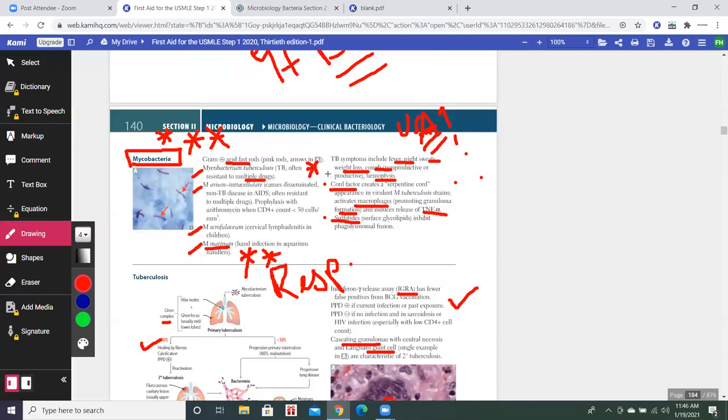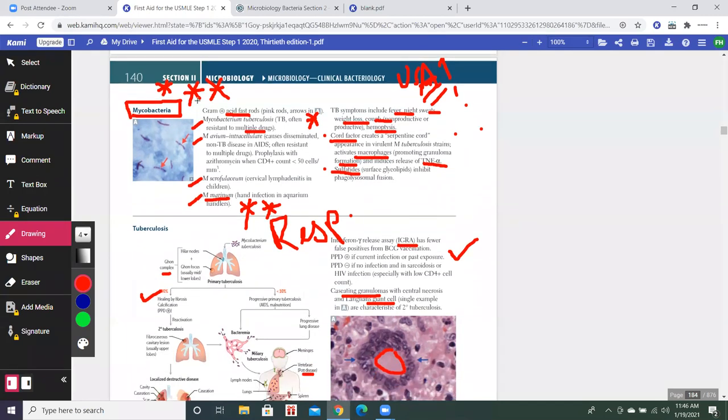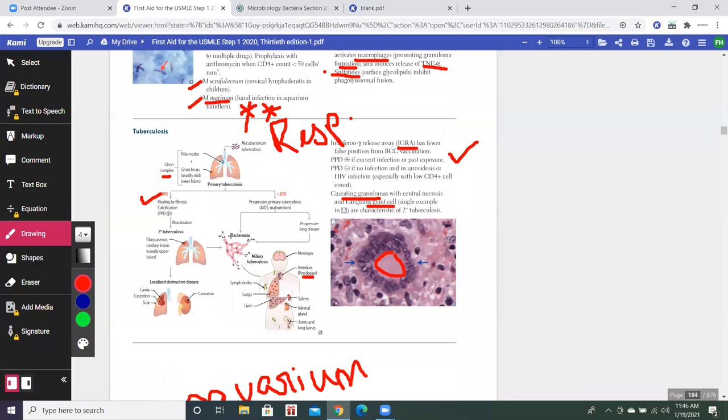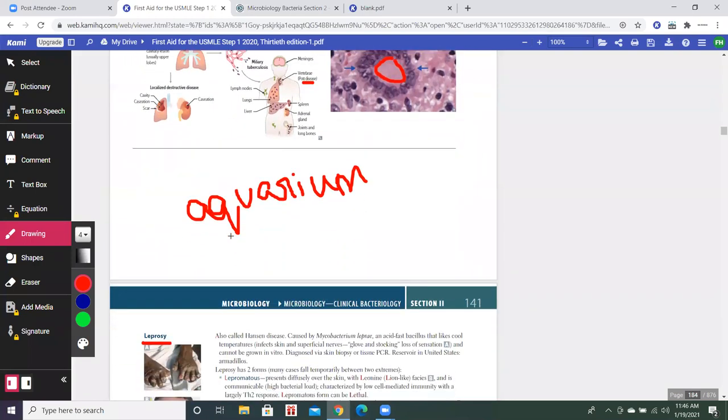There are two types of virulence factor. One is cord factor, another one is sulfatids. Cord factor will activate the macrophage, leading to the release of tumor necrosis factor, which maintains the shape and size of the granuloma, and sulfatids will inhibit phagolysosomal fusion and prevent an immune response attack. Okay, that is the revision and repetition of Mycobacterium tuberculosis. Are we clear now?